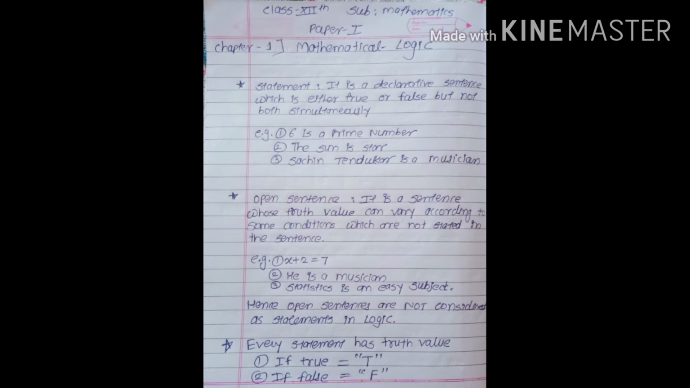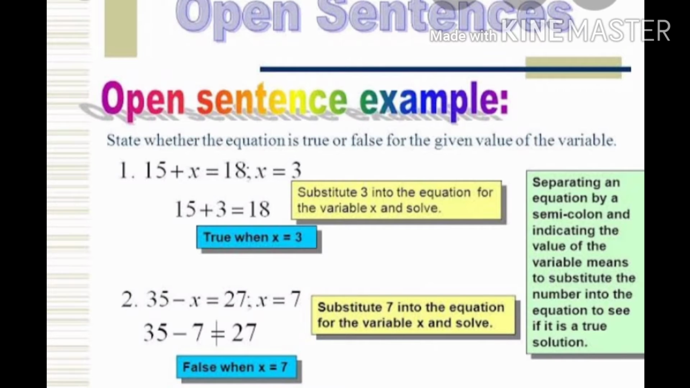The definition of open sentence is: it is a sentence whose truth value can vary according to some conditions which are not in the sentence. For example, he is a musician. In this statement, we don't know who is he. If we take he is Sachin Tendulkar, then the statement becomes Sachin Tendulkar is a musician, but definitely he is not a musician, then this statement is a false statement.